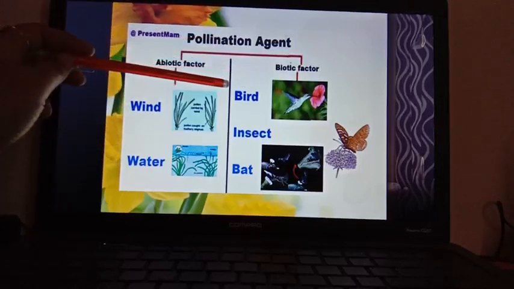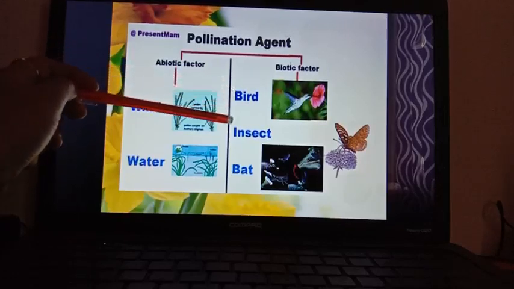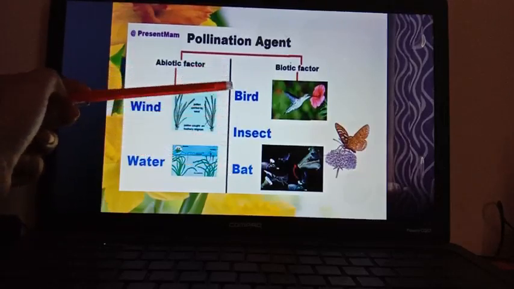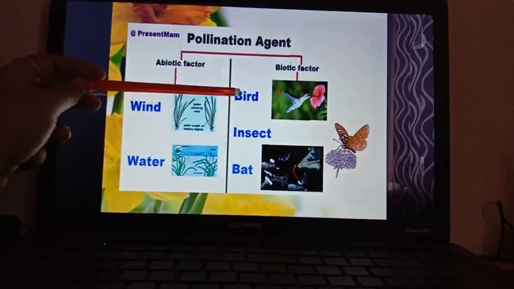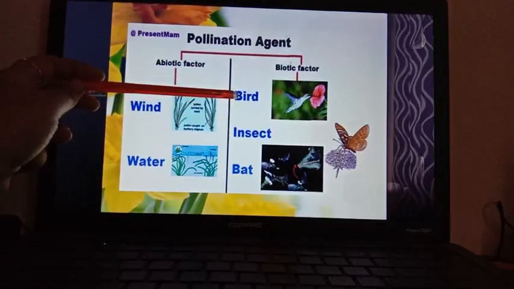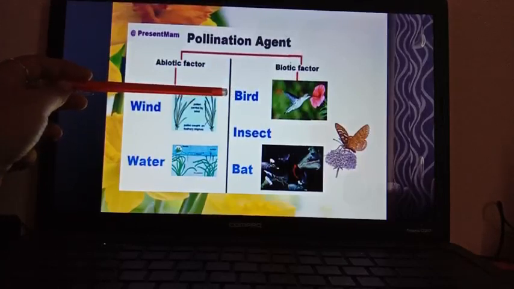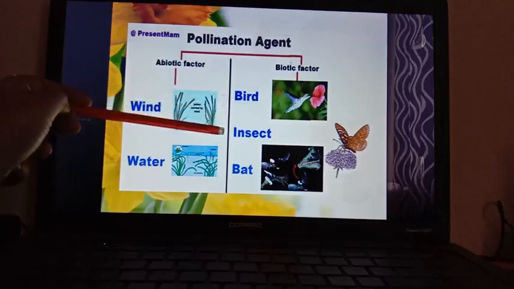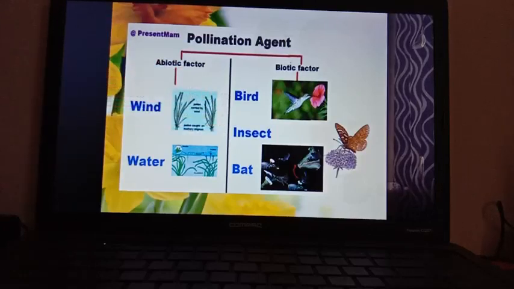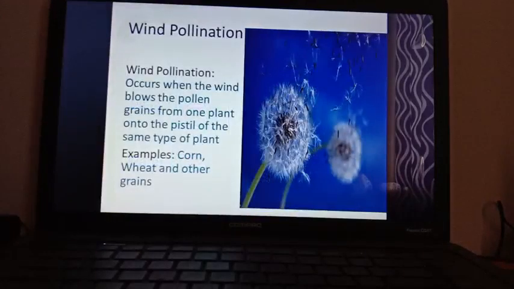Now for the biotic agents, meaning living agents, there are bird, insect, bat, and so many others, sometimes elephants also. Bird pollination is scientifically known as ornithophily, and insect pollination is known as entomophily. So in your syllabus mainly these four types of pollination are there: anemophily, hydrophily, ornithophily and entomophily. Now one by one we will discuss them.